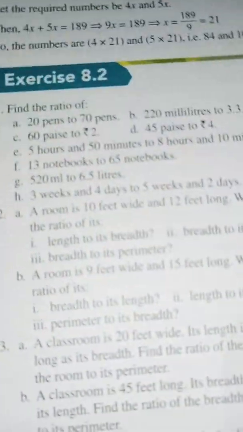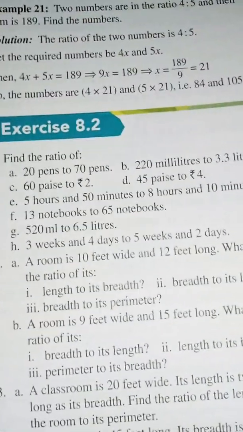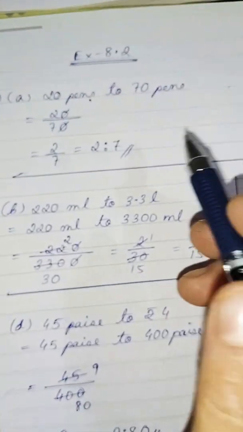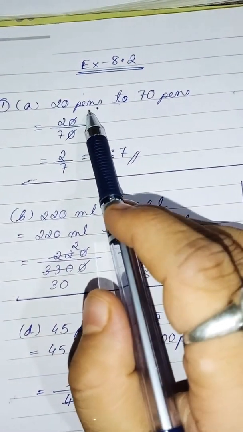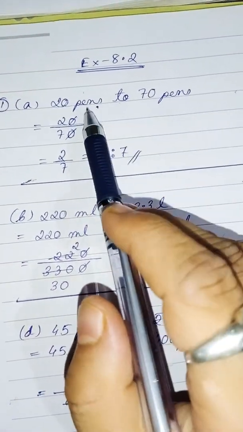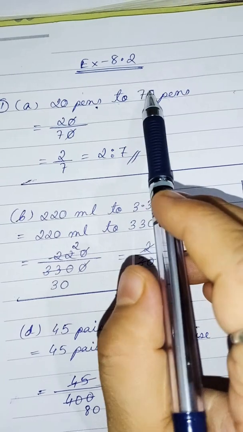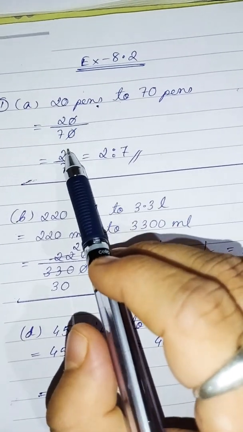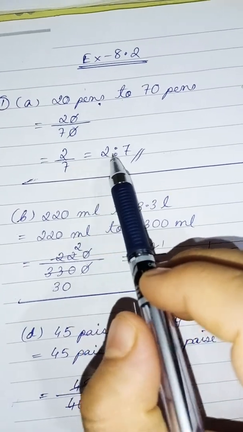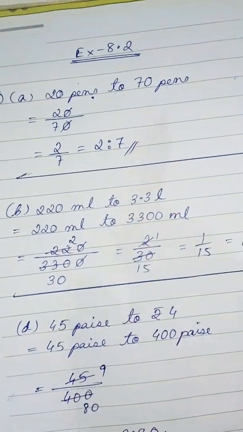So question number 1 is about how to find the ratios. Find the ratios of the following. I have done a few of them from there. Say number 1A, I have taken 20 pence to 70 pence. As I said, you first check whether the units are the same or not. Because they are the same, directly you can take 20 by 70. The zeros get cancelled, so it is 2 by 7, which is ultimately 2:7. So the ratio is found.